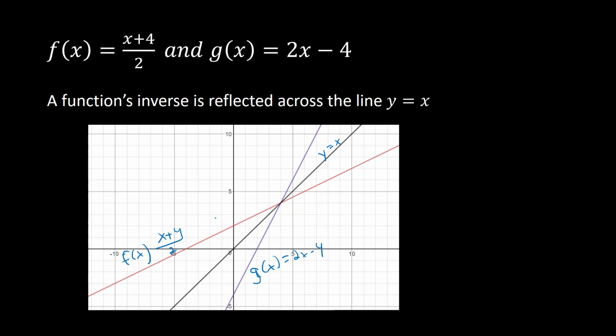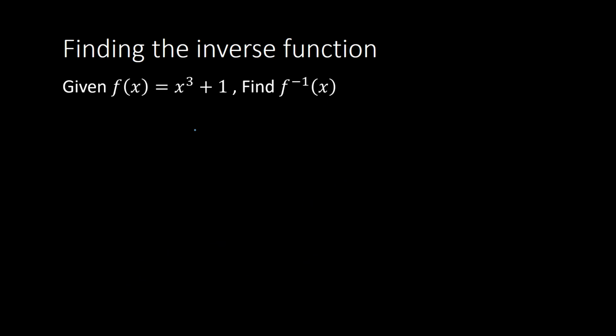And notice that the red line is reflected across the black line, the y equals x. So graphically, that's what we have, where the two graphs are reflected across this y equals x line. Now the question is, how do we find an inverse function? So if you're just given one function and not the other, how do we determine what the inverse function is?